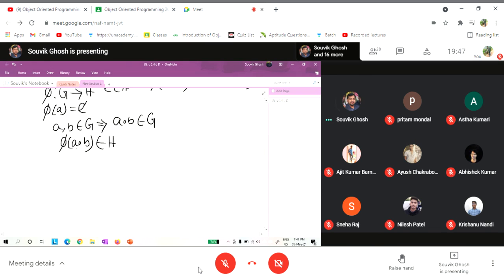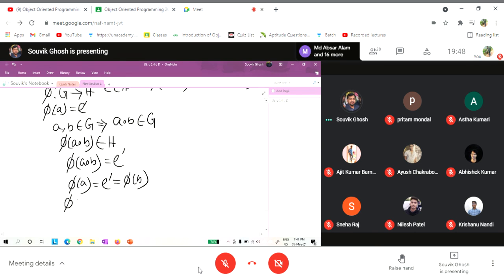So now what we have? We have A composition B belongs to G, and its image belongs to H. So since by definition any element from the set G goes to E dash if we apply the function on it, phi of A composition B is actually E dash. Now what do we know again? We know phi of A, since A is an arbitrary element from the set G, is equal to E dash, and this is also equal to phi of B, since B is any arbitrary element from set G.